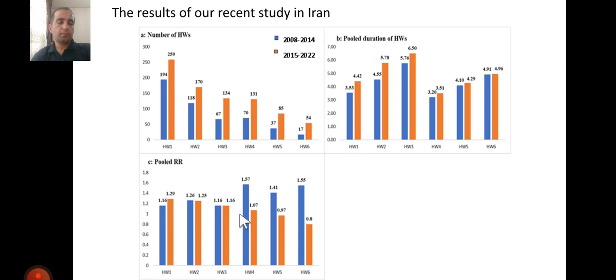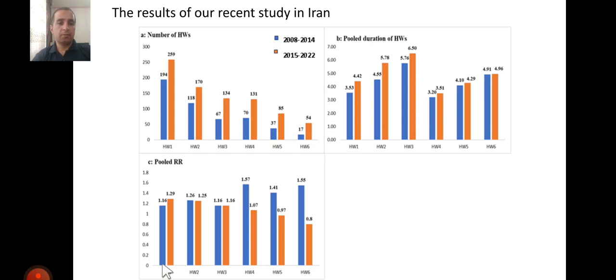But the risk of mortality due to the heat waves in the second period, depending on the definition of heat wave, was different. Actually, in this figure I brought you the heat waves by different heat definitions. The first one is the weakest heat wave and the last one is the strongest one. The first one in the first period has got lower impact.